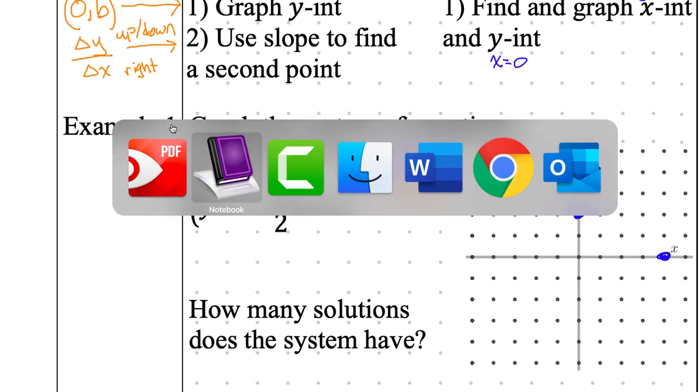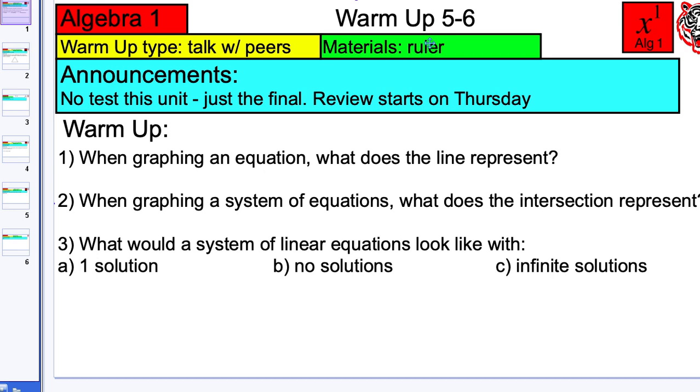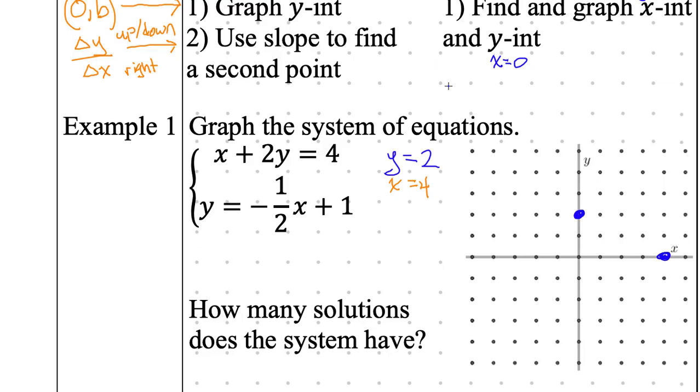I also forgot to say that we need a ruler today, so you might need to pause the video and grab that now. And then, of course, I can go 1, 2, 3, 4 to the left and 2 up.